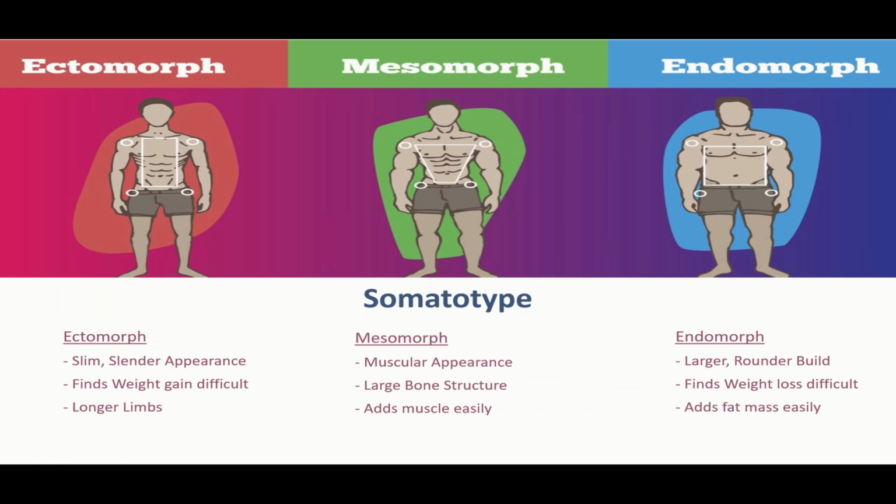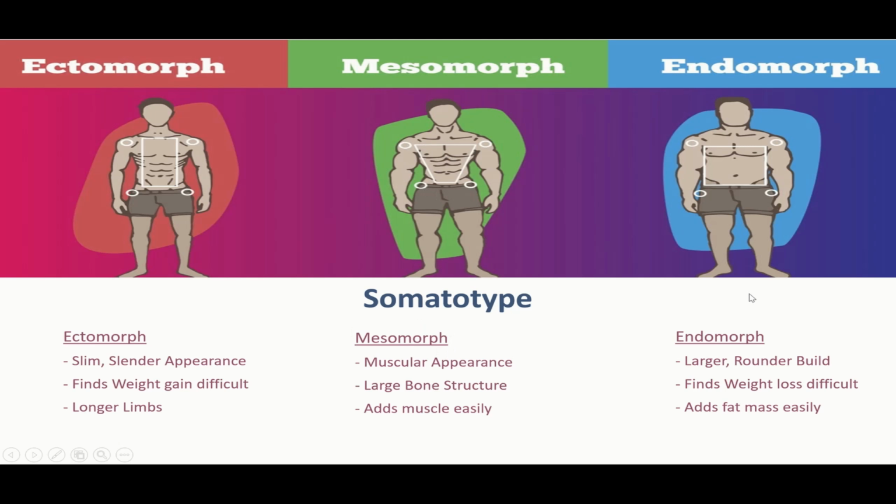A much more reductionist method of looking at body composition is identifying the different body types that there are, and this is known as somatotyping. Now, this is certainly a contentious topic in the world of sports science at the moment, whether somatotypes actually exist, but it is worth knowing that people and their body types do fit into different categories. As you can see from the picture, we have what's known as an ectomorph, who has a slimmer, slender appearance, finds weight gain difficult, and generally has longer limbs. A mesomorph is a little bit more muscular, has a large bone structure, and adds muscle to their frame quite easily. So this is a mesomorph.